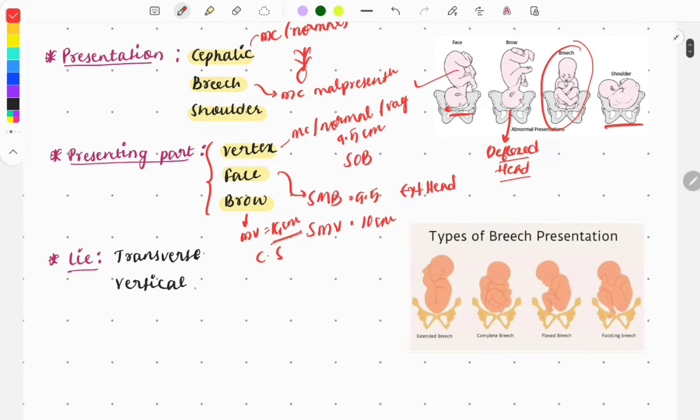The transverse means this lie, which is the shoulder, so it is the transverse lie, and we need to do the cesarean section for it. And these are the vertical, so we will be doing the vaginal delivery.